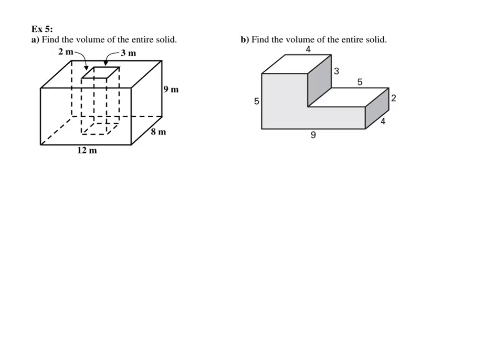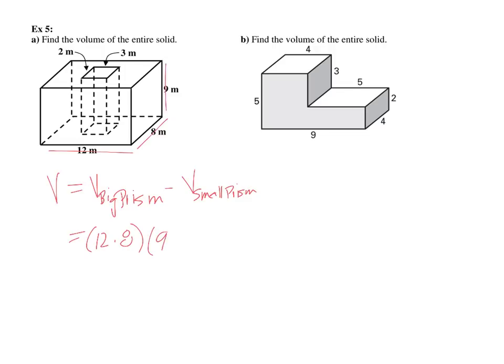We have the volume of the big prism minus the volume of the small prism. Okay, so volume of the big prism, what is it? We have the base, which is 12 times 8. All right, area base times the height. What's the height? 9. All right, that was simple.